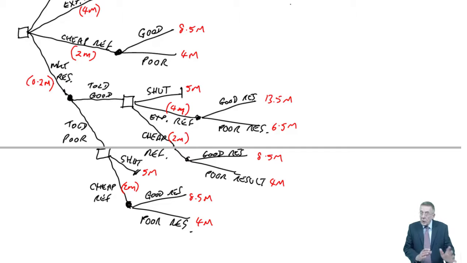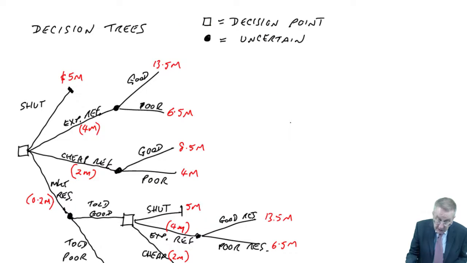So I hope that's clear. I've put all the amounts in. Do note, please, that some people do it a tiny bit differently, but it gives the same end results. I'm showing each flow separately, so if you go back to expensive refurbishment, I'm saying you'll pay 4, and then either you'll get back 13.5, which means a net of 9.5 million, or you pay out 4 and get back 6.5, a net 2.5 million.